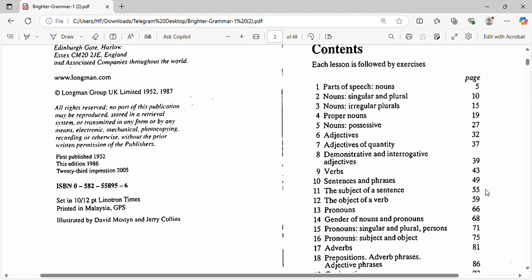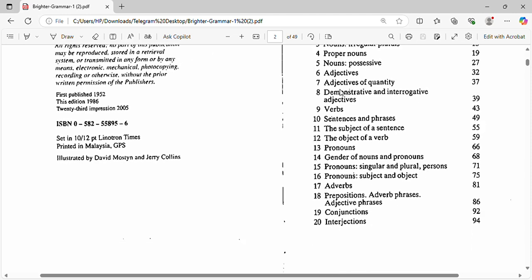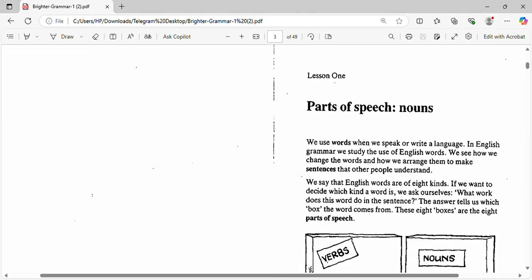So we are going to be discussing lesson 1, lesson 2, and lesson 3 of the Brighter Grammar book 1. Today is book 1, so we are going to go first with lesson 1. Let's go over to parts of speech now.